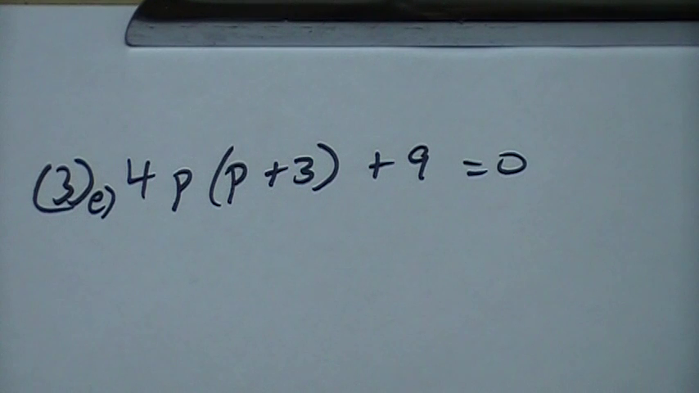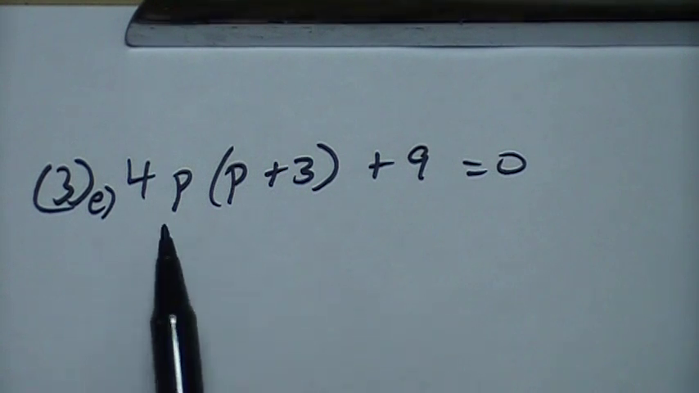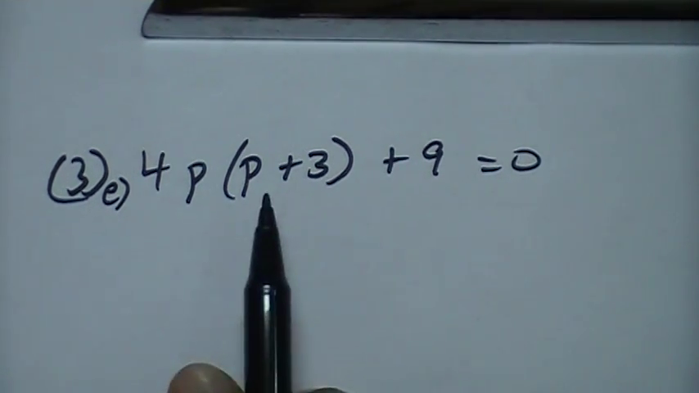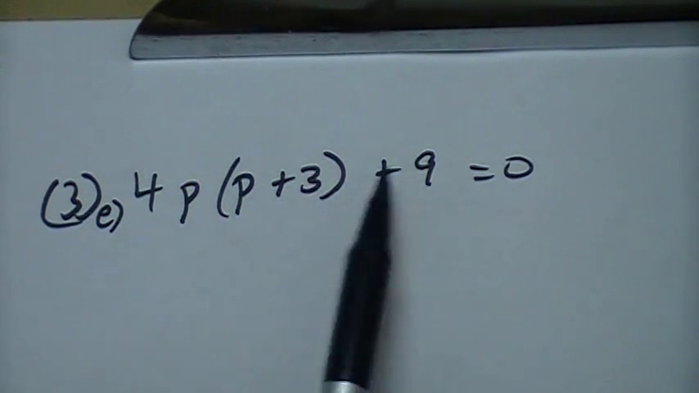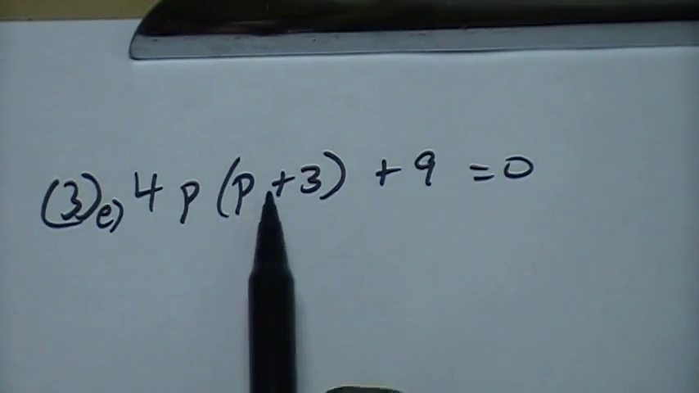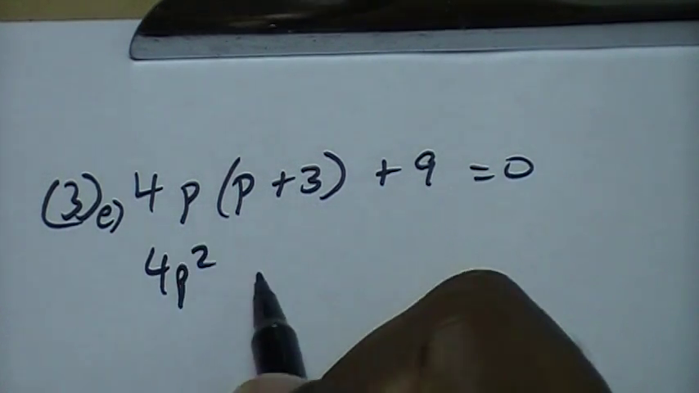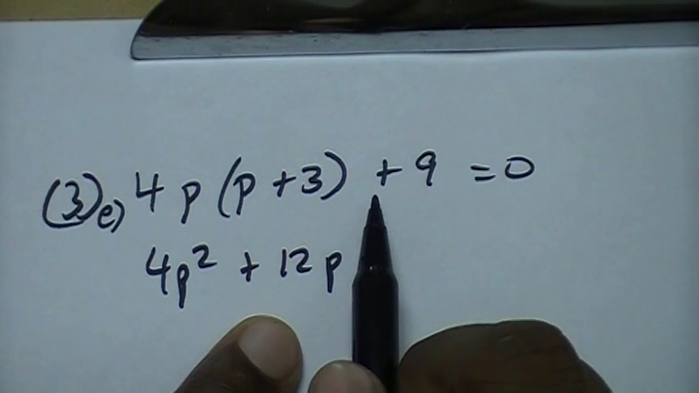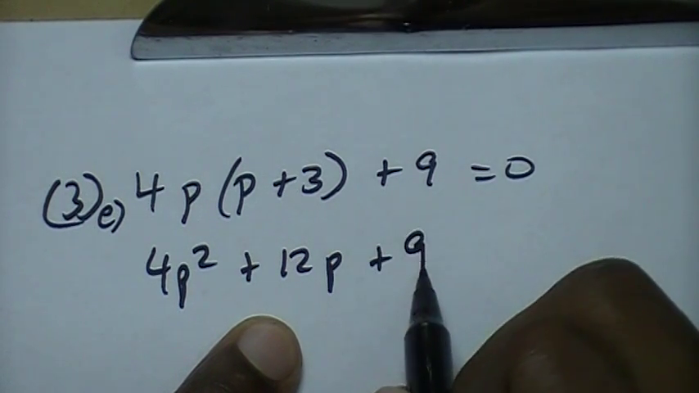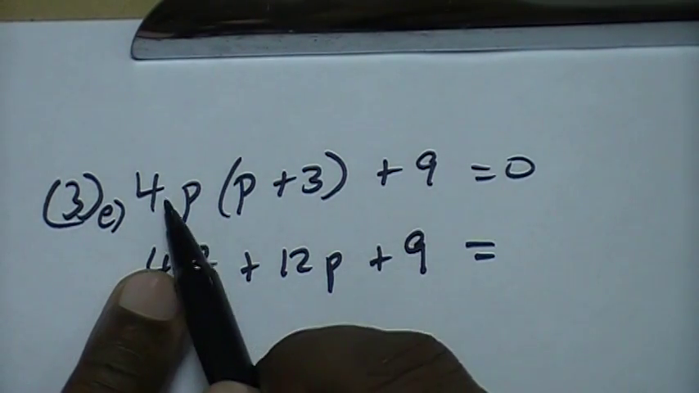Okay, so we're looking at 3e and 3e. We multiply out. First of all, now recognize you'll end up with p squared. So this is quadratic. 4p times p is 4p squared. 4p times that would be 12p. And the plus 9 is by itself. So we do not multiply by 4p.